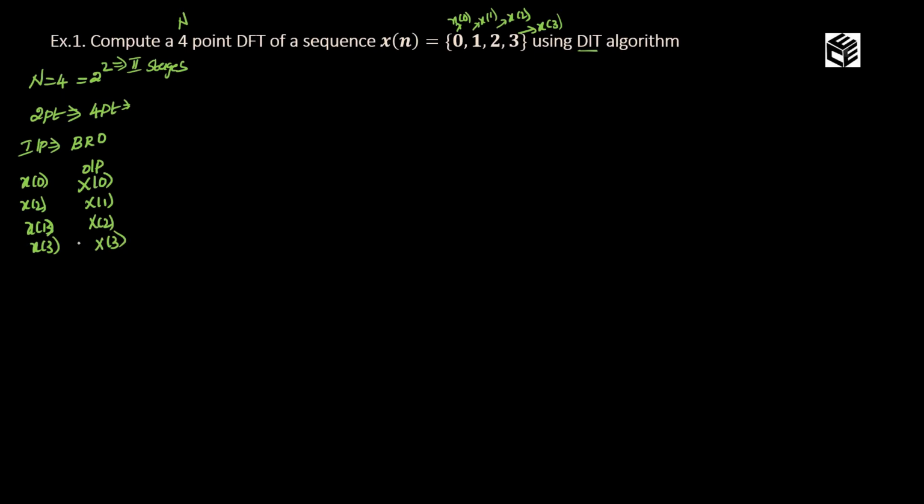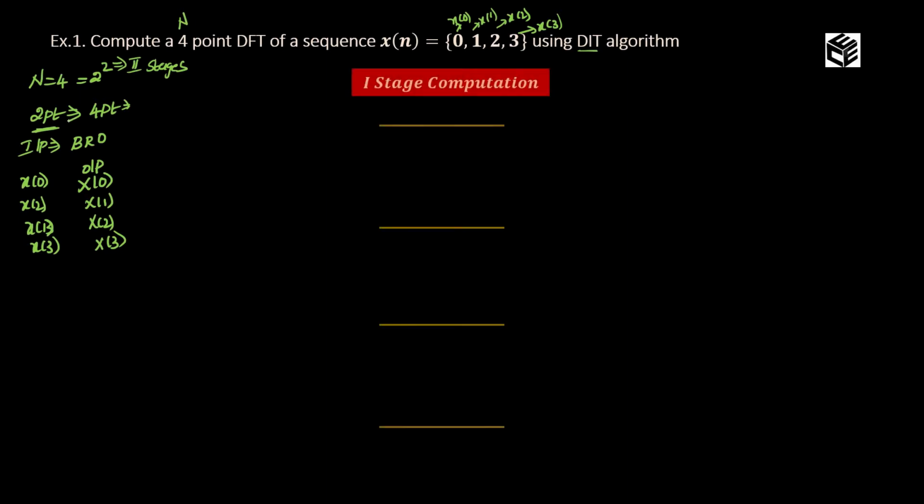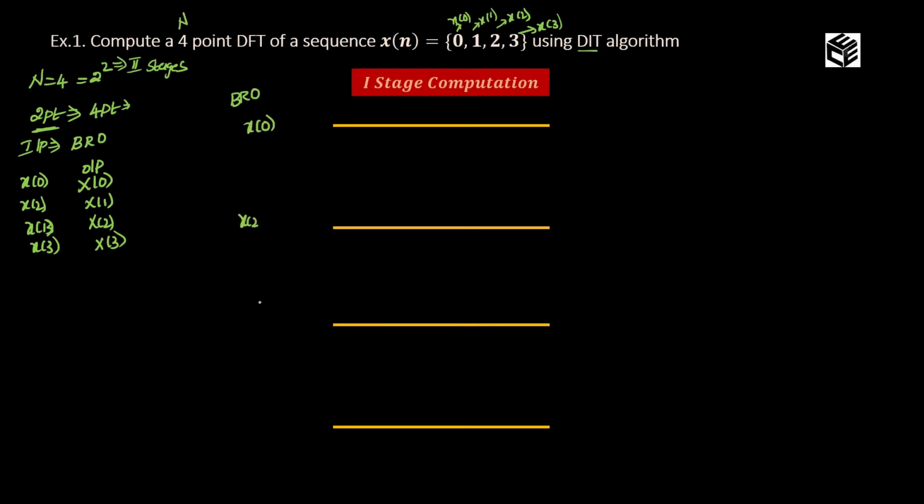Now we will start with the first stage computation. What is our first stage computation? Our first stage computation starts with two sets of 2-point sequences. Okay. So I'm going to draw 4 lines. The 4 lines represent the 4 inputs. The input must be in bit reversed order, so I'm writing x of 0, x of 2, x of 1 and x of 3. The value of x of 0 is 0, x of 2 is 2, x of 1 is 1, and x of 3 is 3.